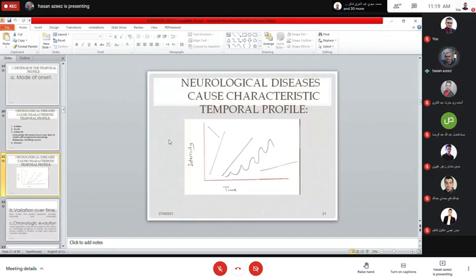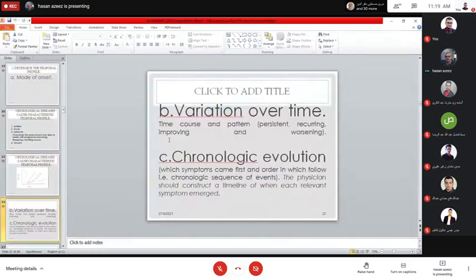And in acute, subacute and chronic, in any chronic there is no peak. No peak. Every day, the condition becomes worse than the day before. So it depends on the peak of the severity. Variation over time, what we call time course and pattern, either persistent, recurring, improving, or worsening. And so we timeline and evaluate the patient within this time.